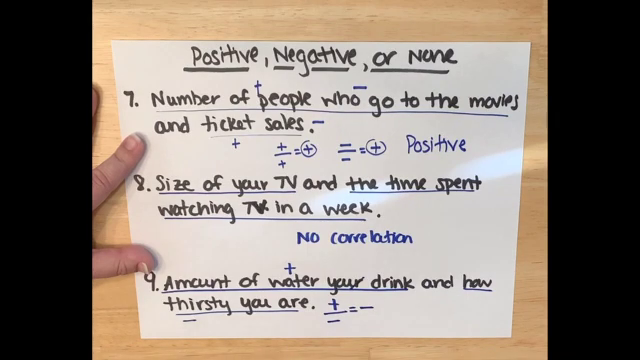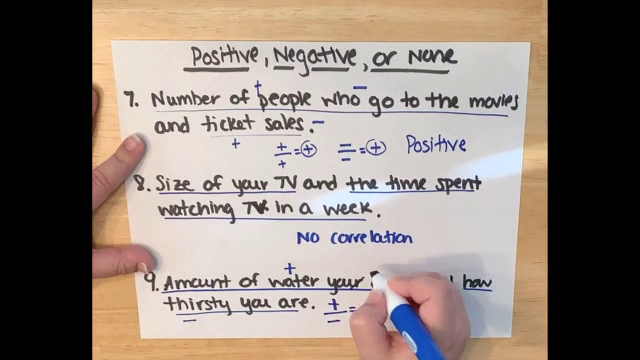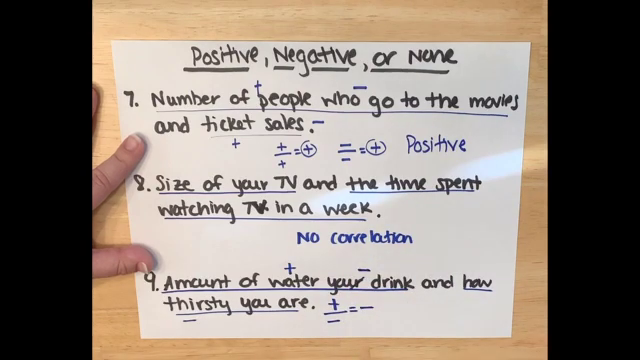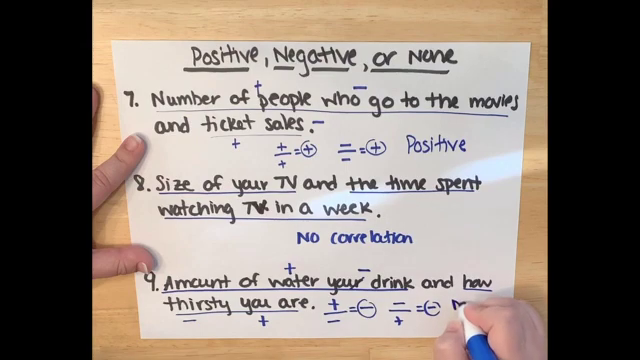And you could even think about this in the opposite way. If the amount of water you drink decreases, what will happen to your thirst? Well, it should increase, because if you're not drinking water, you should be thirsty. Therefore, a negative over a positive is equal to a negative. So we say, since both of these came out to be a negative correlation, we're going to say it's negative.